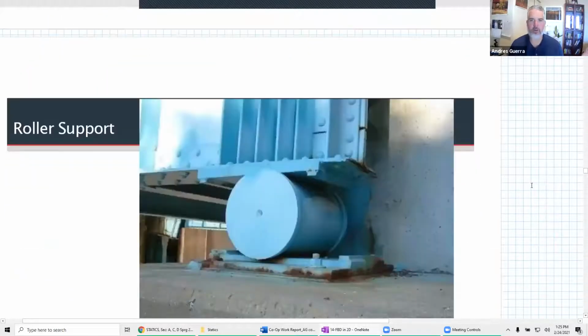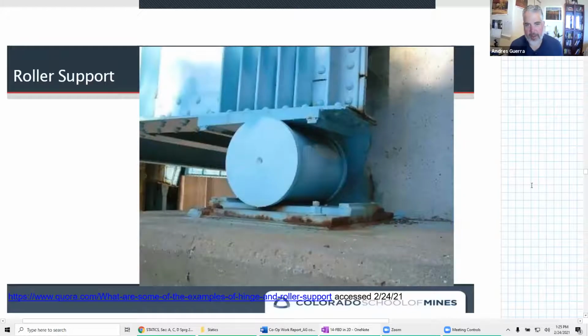Ooh, how about a roller support? This is like a real roller. What do you think that prevents from happening? What do you think that allows to happen? It's basically like if you just take your water bottle, literally, and wouldn't it just allow movement? It's like a wheel. It is literally a wheel. So it allows movement in the x direction, but what does it prevent? It prevents it from moving in the y direction.